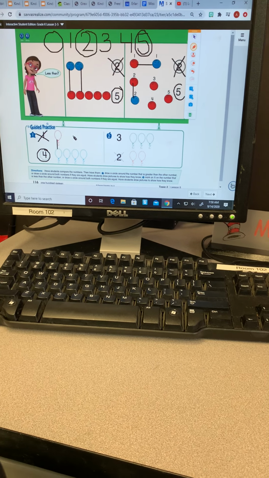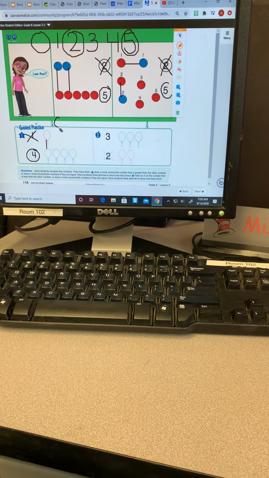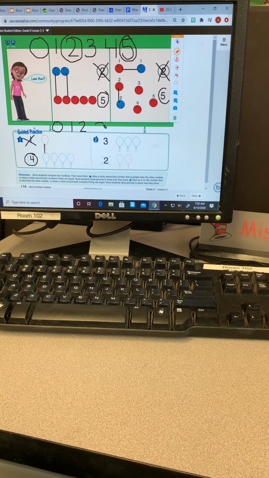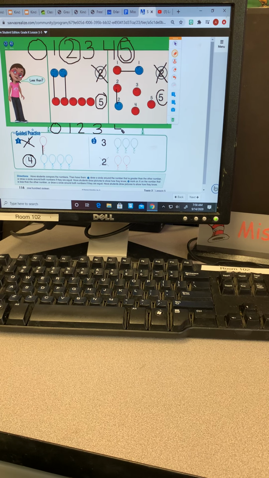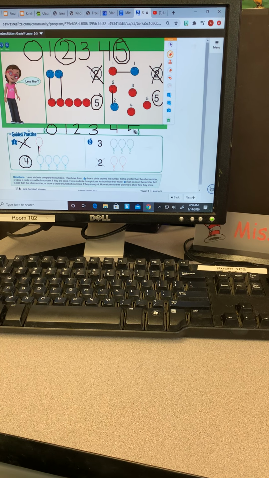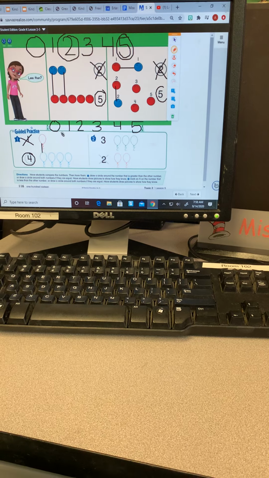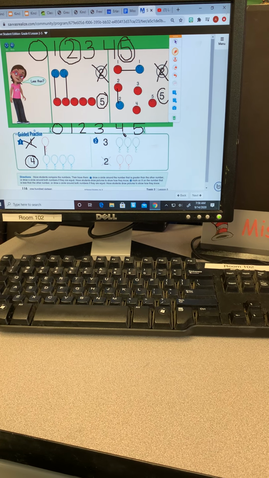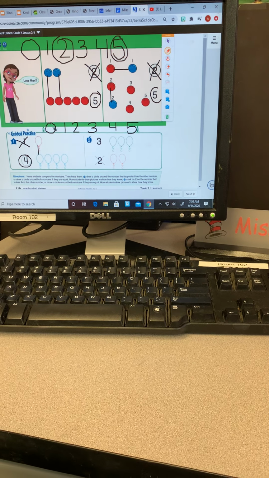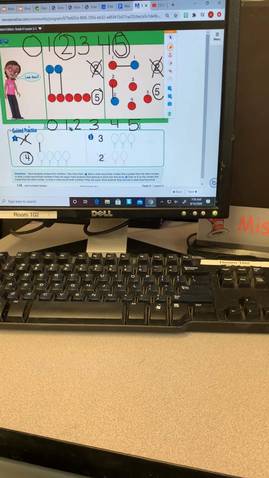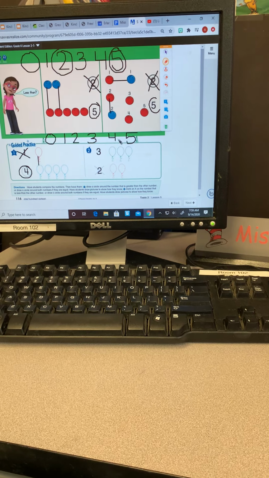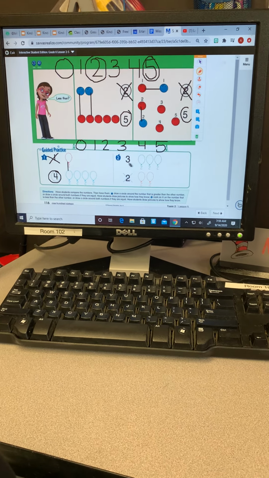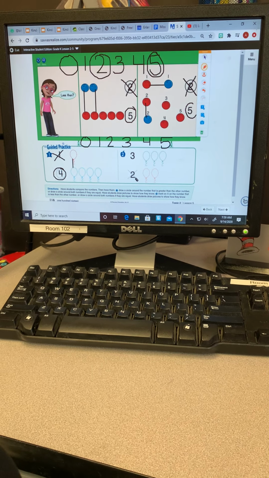Now I could also use my number line to help me decide. Okay, so here's the number 1 and here's the number 4. 1 is closer to 0 than 4 is, so that tells me 1 is less than 4. Let's look at number 2 together. I have the number 3 and the number 2.